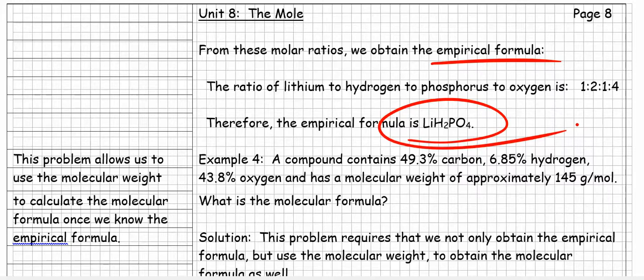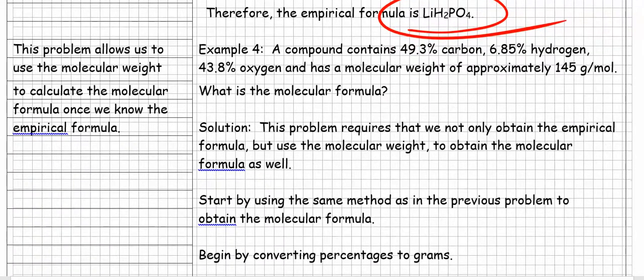Now, this problem, example number 4, allows us to use the molecular weight to calculate the molecular formula once we know the empirical formula. So let's take a look at this problem. It says a compound contains 49.3% carbon, 6.85% hydrogen, 43.8% oxygen, and has a molecular weight of approximately 145 grams per mole. So the whole thing weighs 145 grams per mole. And they want to know what the molecular formula is this time.